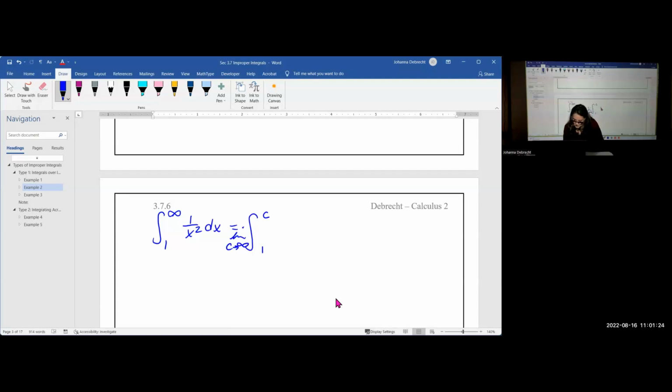Now, 1 over x squared, I'm going to write as x to the negative 2 dx, so that I can basically use the power rule for integration. Remember, I've got to complete the definite integral before I can even start the limit.